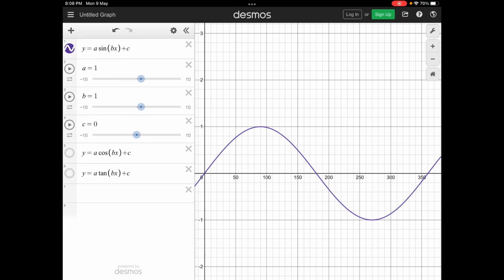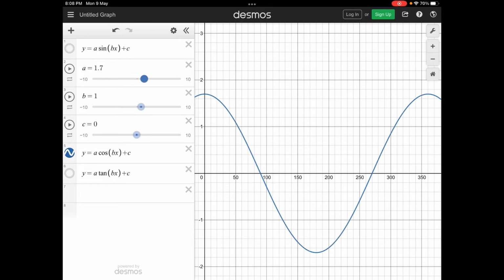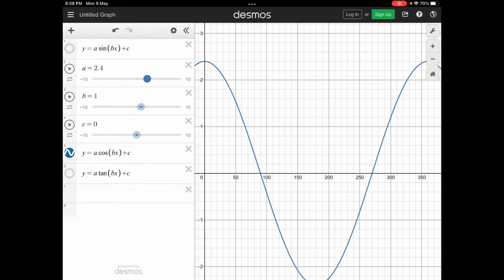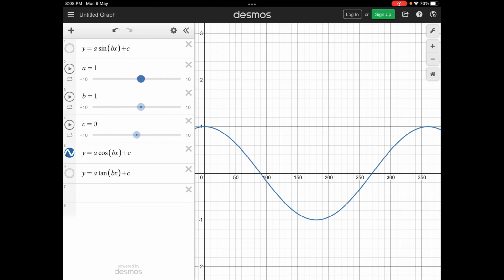Now, when we move from sine to cos, we find that we have exactly the same effect. So the number in front just affects the amplitude. So as I increase this value, the amplitude, right? So the height from the center of the graph to the maximum and from the center to the minimum is increasing by that value or decreasing.